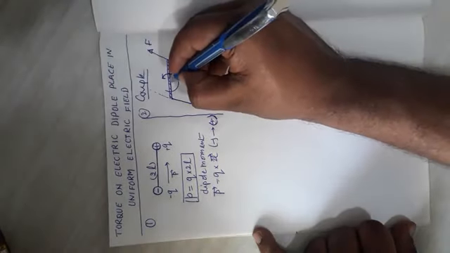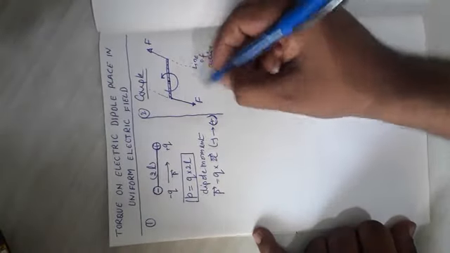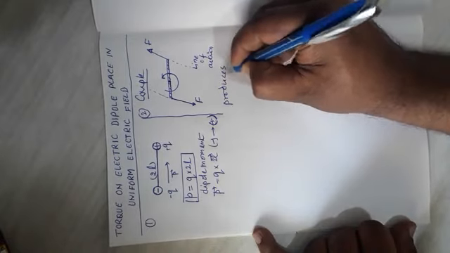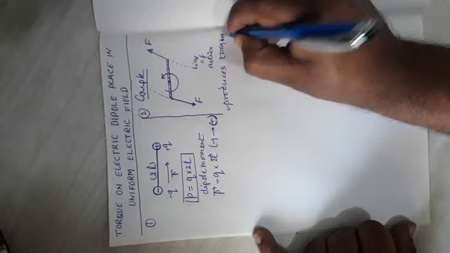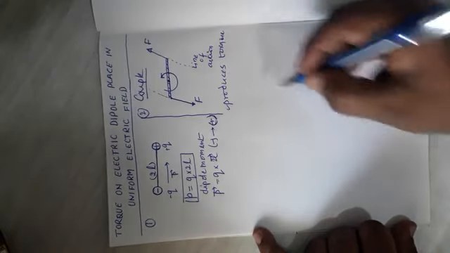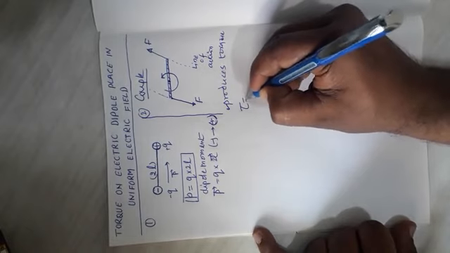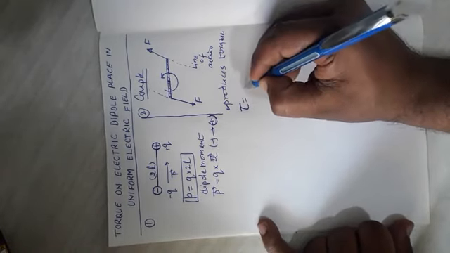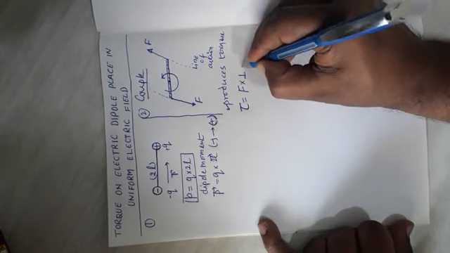The rotation will take place around the center of mass. So, a couple produces torque. It does not produce translational motion. Now, the question is, how much torque is produced by the couple? So, the value of torque will be the force into perpendicular distance.